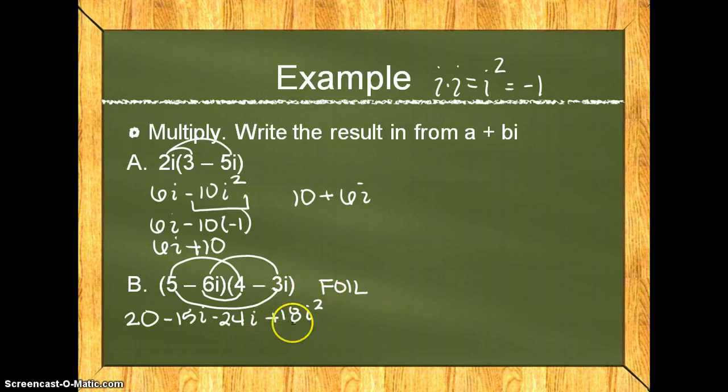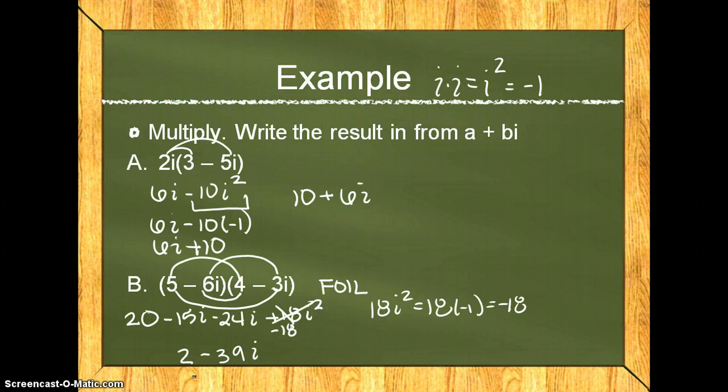Again, this one's going to change because 18i squared is equal to 18 times negative 1, which is negative 18. So this becomes a negative 18. From here you can now simplify. 20 minus 18 is 2. And then negative 15 minus 24 is negative 39i. And you're done with the question.